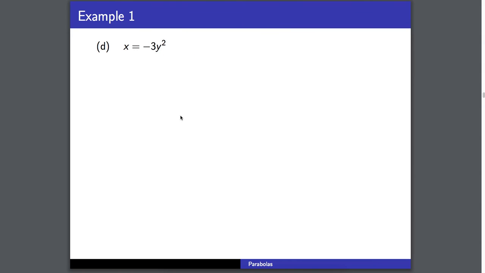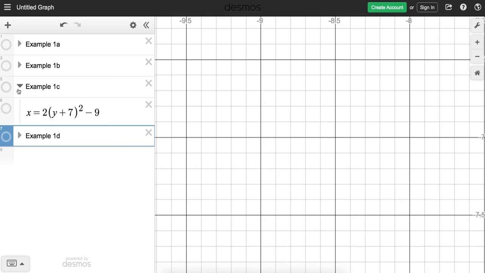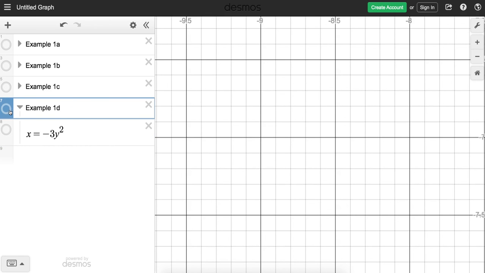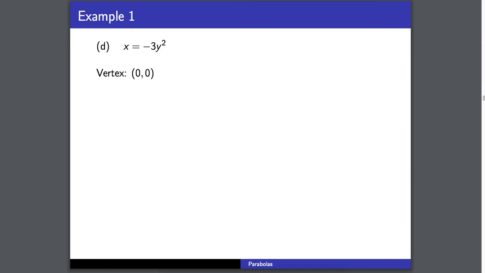All right, part D, x equals -3y squared. Just clear this out here. And for x equals -3y squared, the vertex should be at the origin. And there it is. So vertex is at the origin. To get our value of p, we'll set 1 over 4p equal to 3. Multiply both sides by 4p, and we get 1 equals 12p, so p is 1/12.